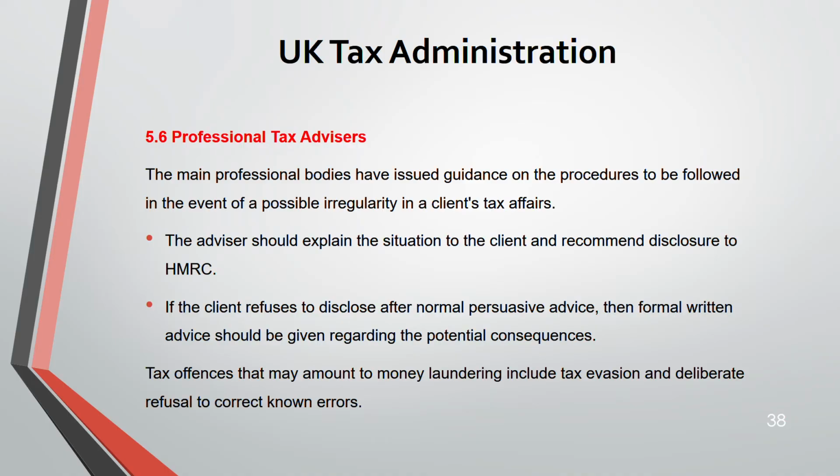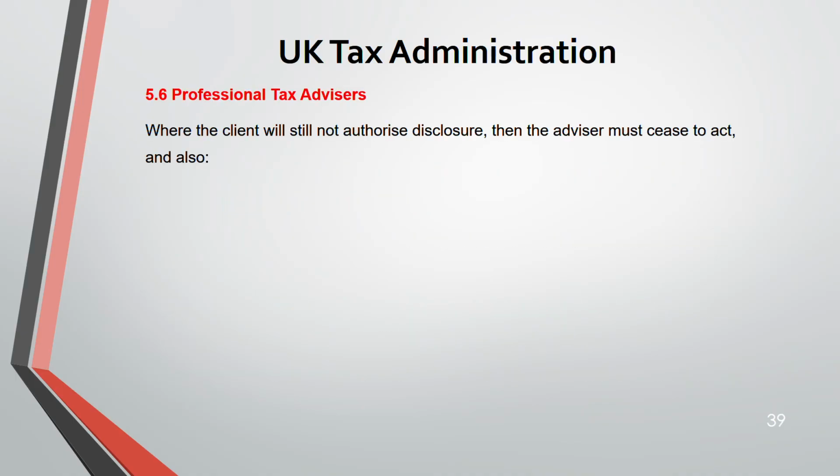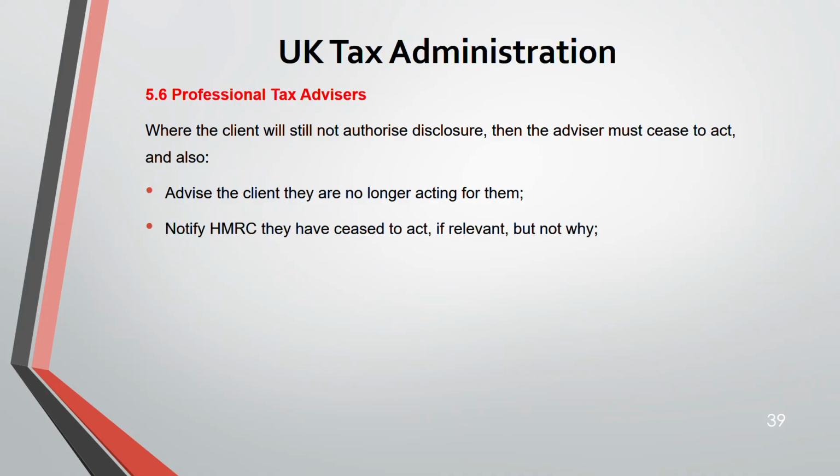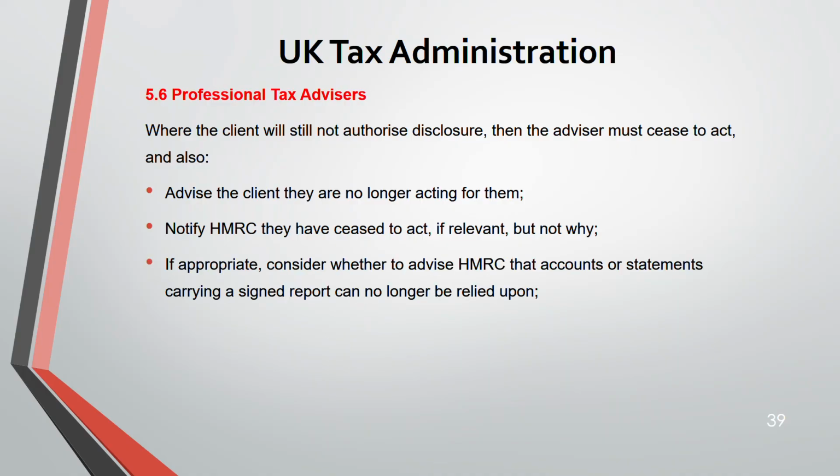Tax offenses can lead to money laundering. If you're deliberately refusing to correct any known error, it can include tax evasion. Now, if the client still does not authorize disclosure, the advisor should then cease to act. And also, you just can't go off. You have to advise your client that you're no longer acting for them. You have to notify HMRC that you have ceased to act for the client, but do not disclose the reasons why.